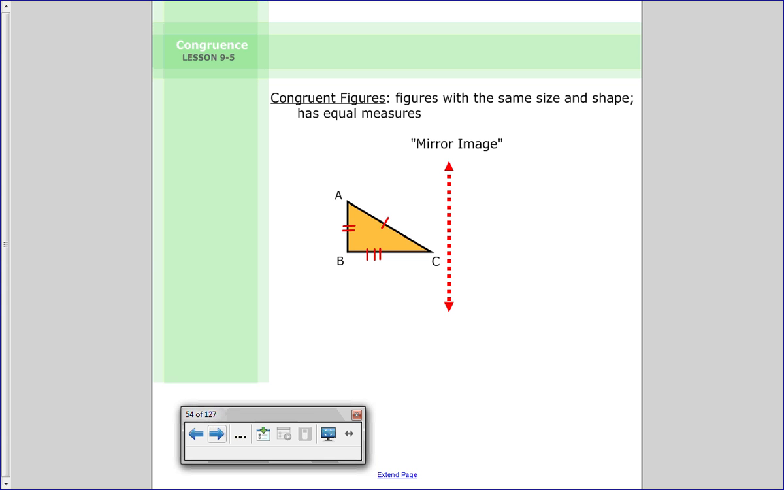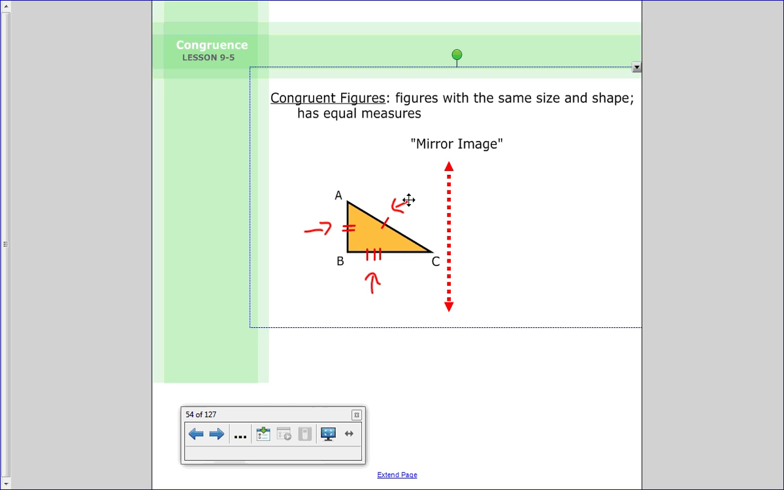So, for example, I have this triangle ABC. And you can take a look, and it has these 3 different notches here. And because there's 3 different ones, that means each side is a different length. Now, I could have a figure that's congruent to it.